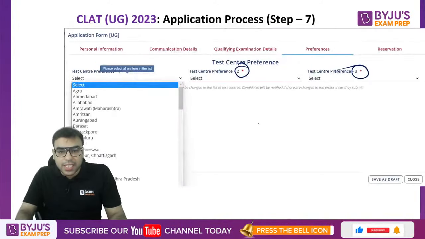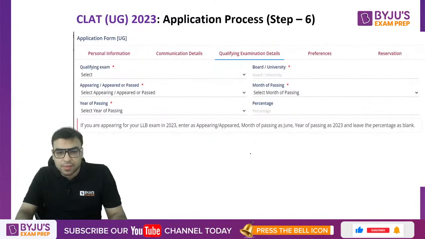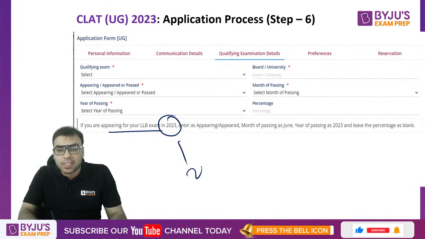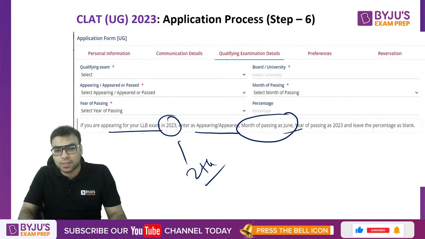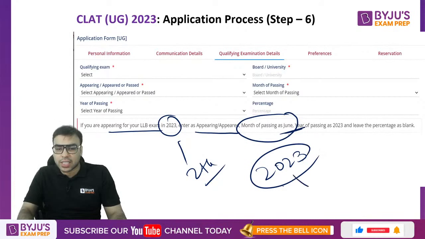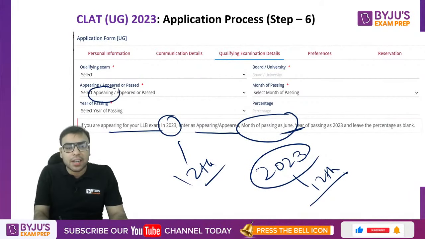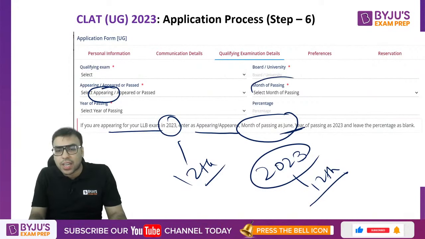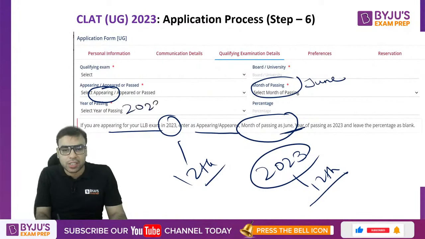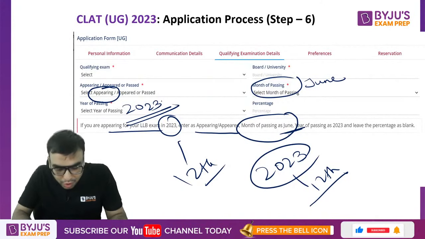They have written everything here for the twelfth month of passing. If you are attempting class 12th in 2023, enter appearing, and for month of passing you can write June, and for year of passing you will write 2023. Is it clear? Hopefully it's crystal clear.